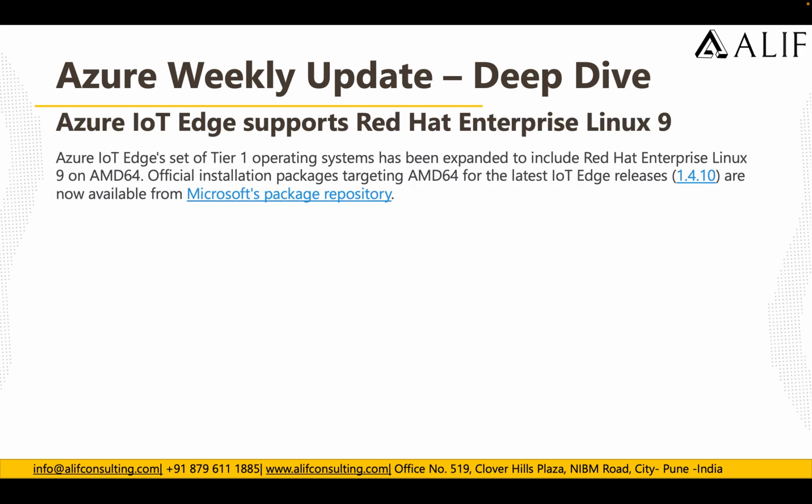The next update is for Azure IoT. Azure IoT now supports Red Hat Enterprise Linux 9. The Azure IoT Edge Tier 1 operating system list has been expanded to include Red Hat Enterprise Linux version 9, with an official installation package targeting AMD64. The latest release is now available in the Microsoft repository.